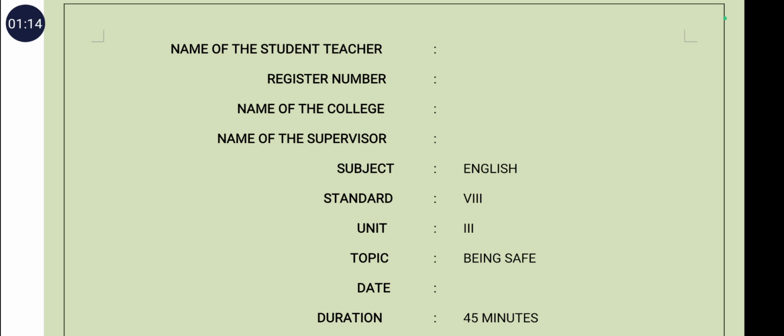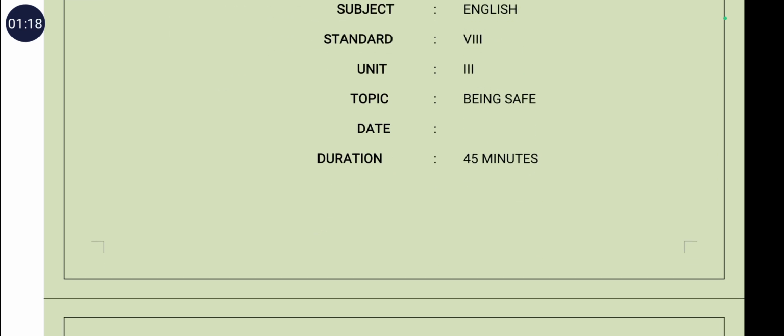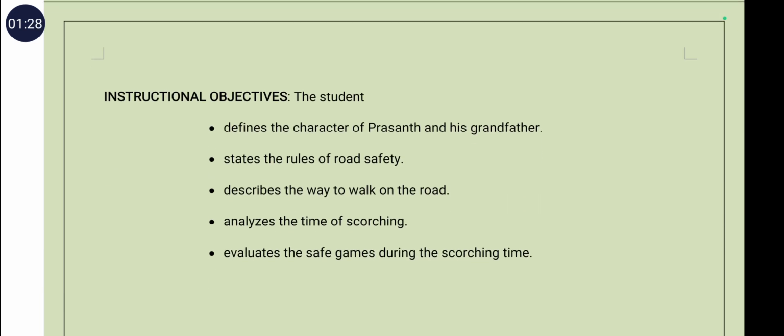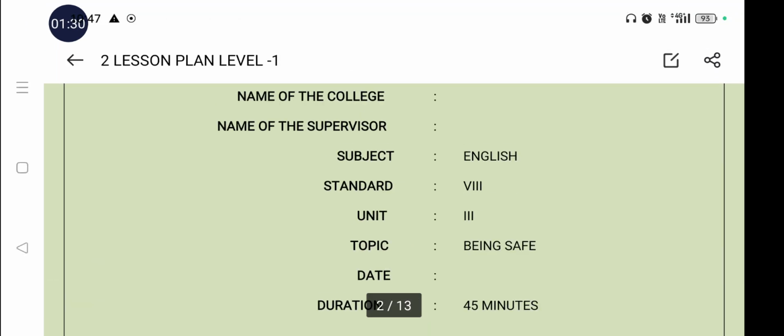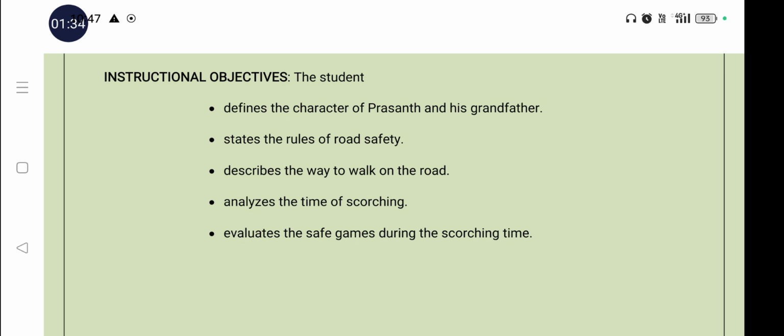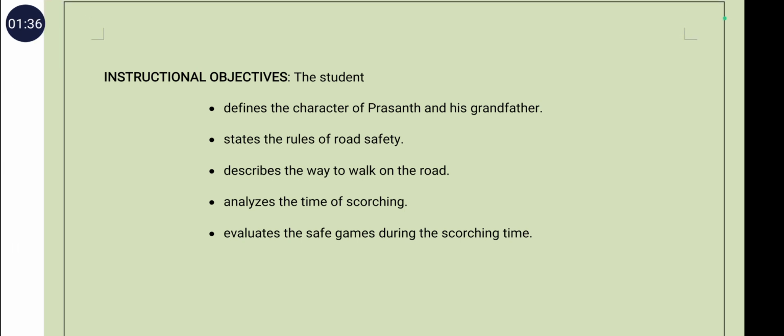Then you have to write the topic which you are going to concentrate on, and the date and duration. The duration will usually be 45 minutes, and it may vary. In some schools they may follow 50 or 55 minutes also. So this is the general thing, okay? That will come on the first page, and after that you have to list out the instructional objectives. So the first page, as usual, has the details of yourself, your subject, your supervisor, all those things.